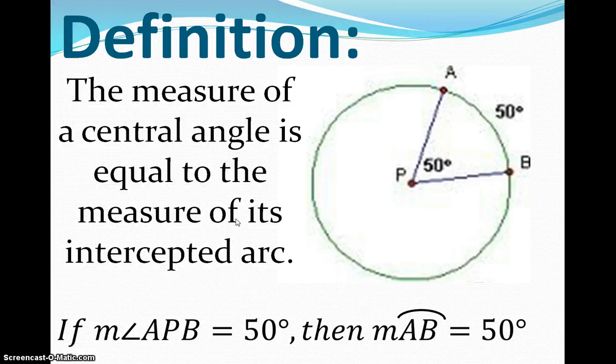The measure of a central angle is equal to the measure of its intercepted arc. So if this angle here, APB, is equal to 50, the measure of arc AB is also 50. On the proficiency, it's going to ask you, okay, the angle is equal to 50, what's the arc equal to? Or if the arc is equal to, say, 120, it would be asking for the angle, which the answer would of course again be 120. Just recognize that this is the easier question of the proficiency itself.